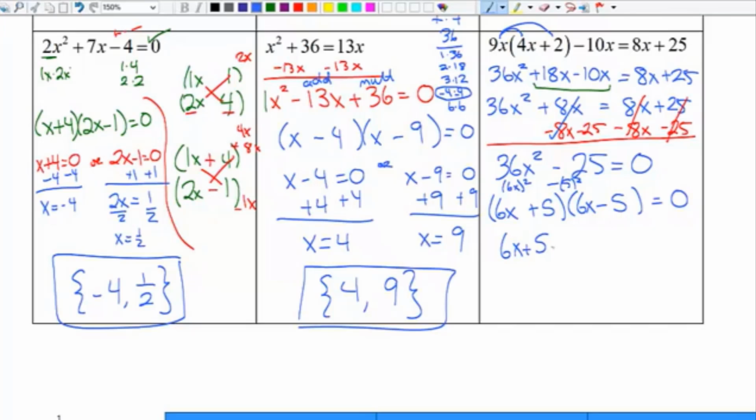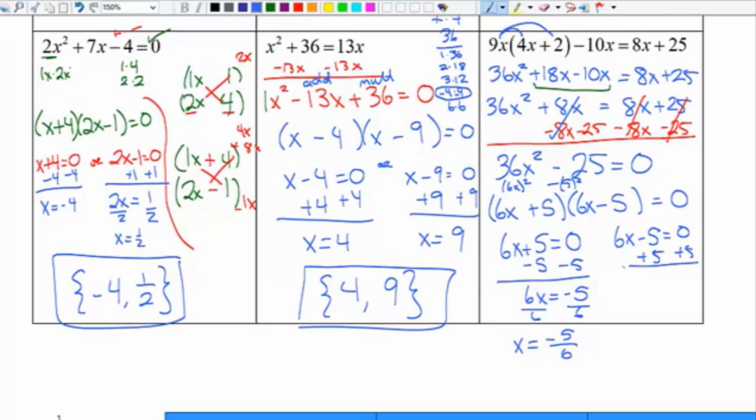Set each of those factors equal to 0. My first one, I get x equals negative 5/6. And x equals positive 5/6. So negative 5/6 and positive 5/6 are my solution set.